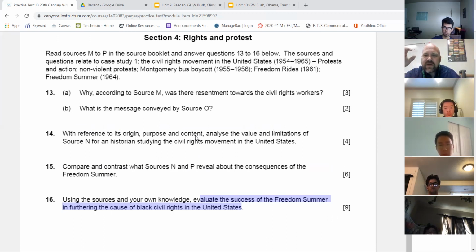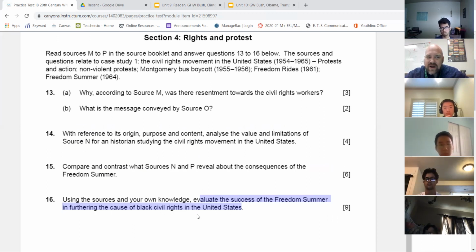On the DBQs for the AP exam, you have to use 7 documents, and you have to put all 7 of them into an essay, right? This is not like that. This is asking you to do them one at a time separately, right? Okay, are we clear, everybody?